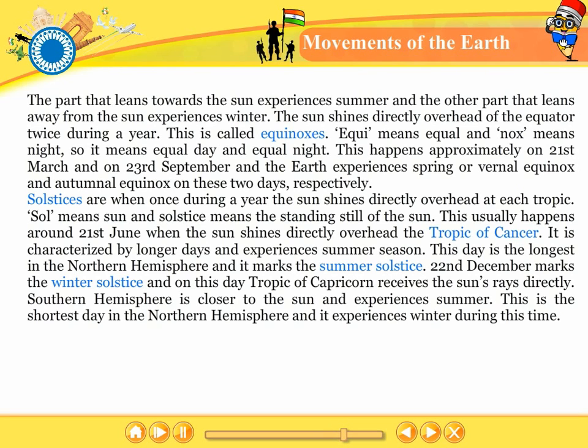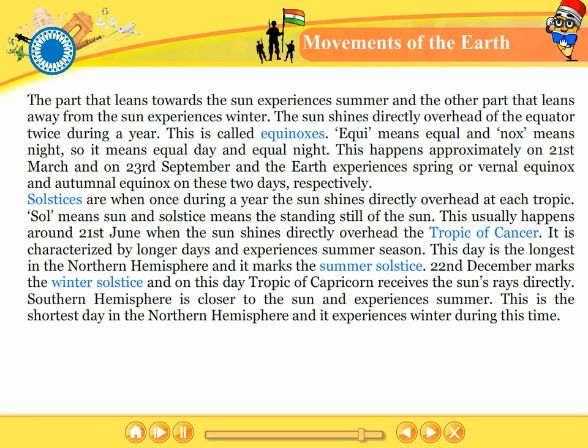Solstices are when once during a year the Sun shines directly overhead at each tropic. Sol means sun and solstice means the standing still of the Sun. This usually happens around 21st June when the Sun shines directly overhead the Tropic of Cancer. It is characterized by longer days and experiences the summer season. This day is the longest in the northern hemisphere and it marks the summer solstice.